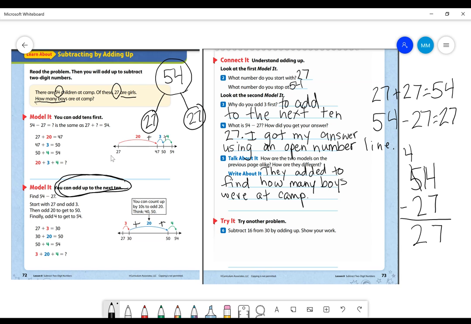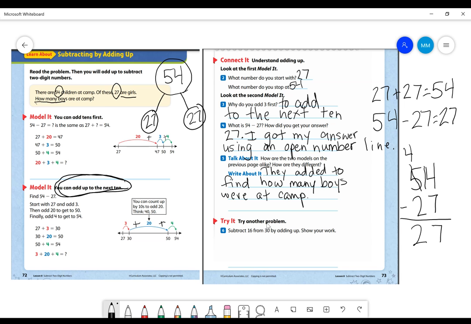So for the first one, they started with 27. They added 2 10s and then counted on the ones that were left. With the second one, they started by adding to, what number did they add to? They added to 30 and then added the tens and the ones that were still left to add.